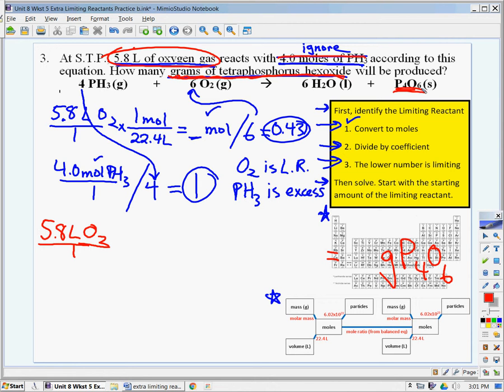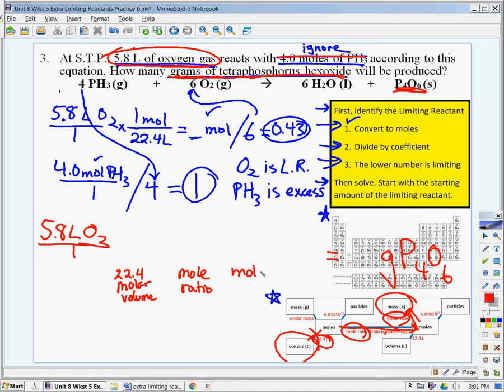All right, so what's the steps? Well, we're starting with liters this time, and we're going to grams this time. So this time we're going to want to use the 22.4 number. We're going to want to use the mole ratio, and we're going to want to use the molar mass. So again, we're going to use the 22.4, which is the molar volume. Then we're going to use a mole ratio, and then we're going to use a molar mass.